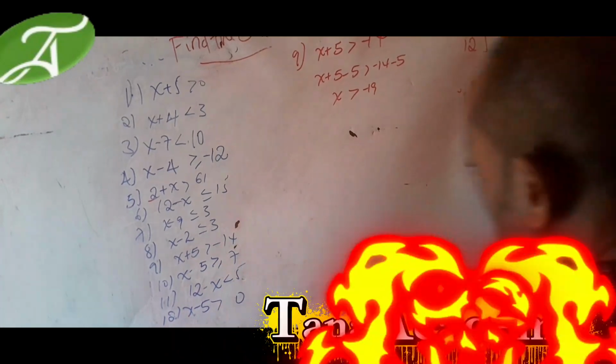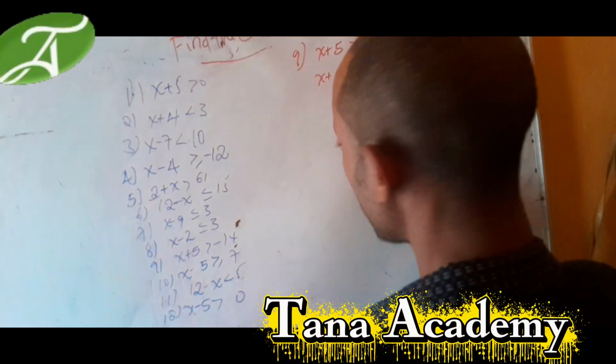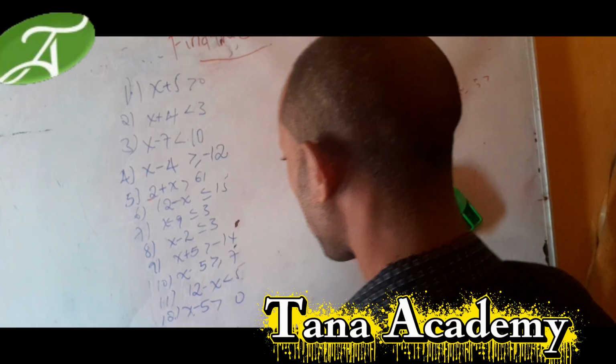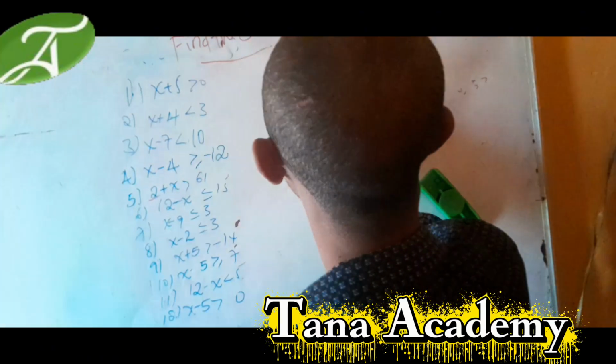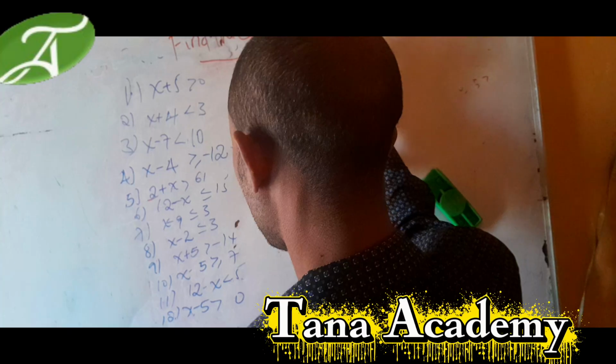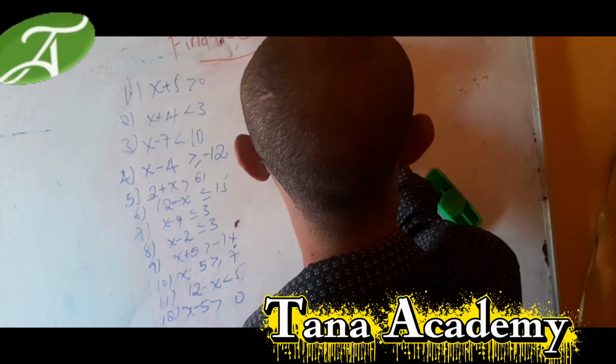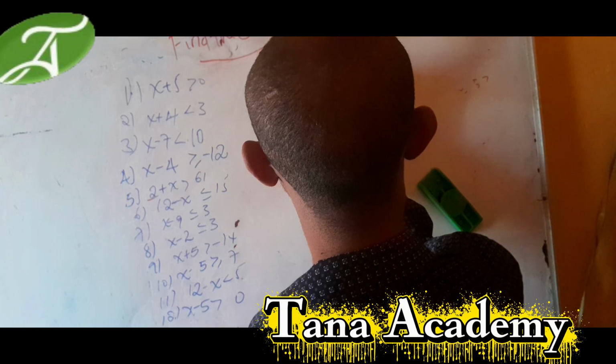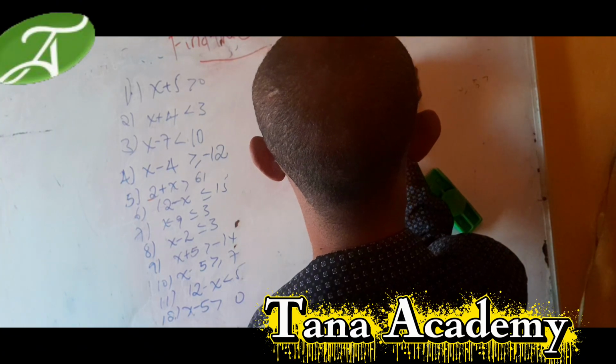Okay, another question, another inequality. What will be the solution for x minus 5 greater than or equal to 7? x minus 5 plus 5 is greater than or equal to 7 plus 5.